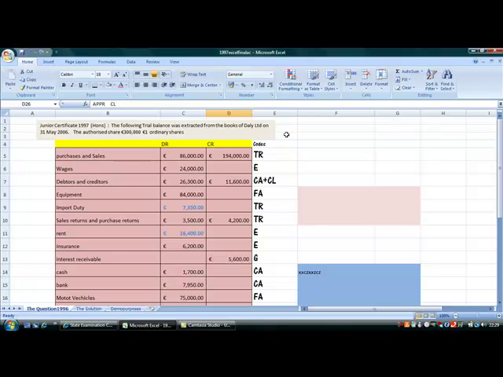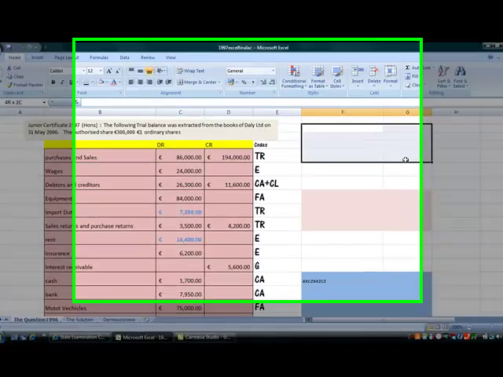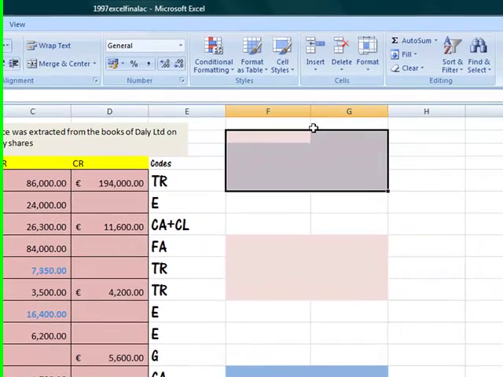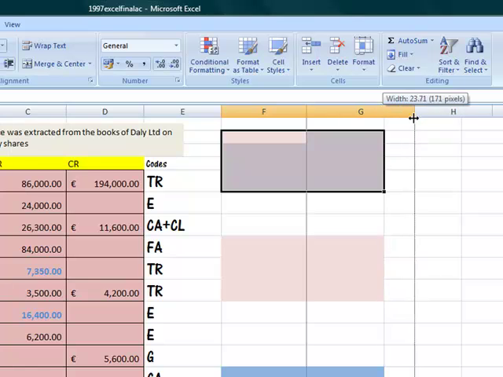The trial balance there is shown in pink. And just to bring your attention to how you color in on that, very simply you highlight what you want to do and you color like that. Okay, if you need to adjust the size of columns, just simply like that.